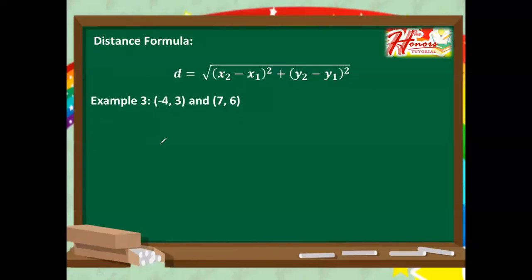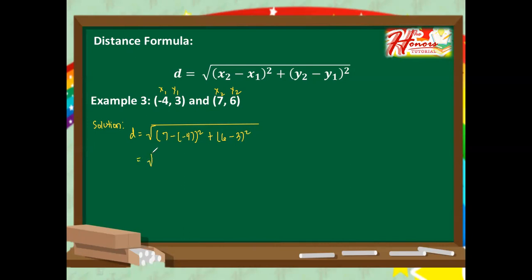Next, we have here negative 4, 3, and 7, and 6. So remember that this is your x sub 1, this is y sub 1, this is x sub 2, and this is y sub 2. Let us have our solution here. Distance is equal to square root of the quantity of x sub 2, that's 7, minus x sub 1, that's negative 4 squared, plus y sub 2, that is 6, minus y sub 1, that's 3 squared.